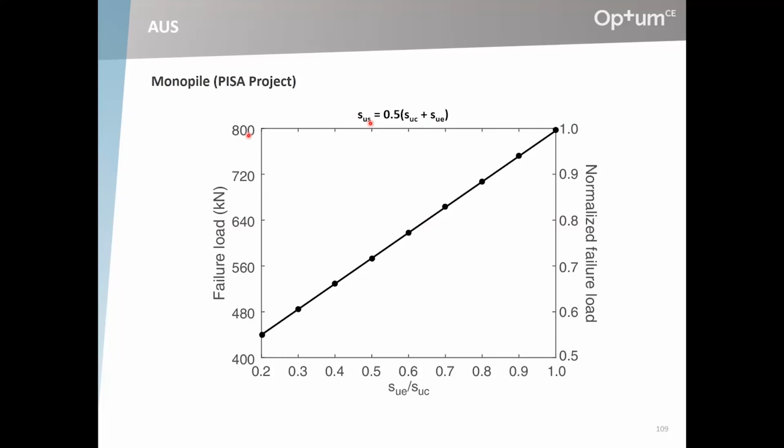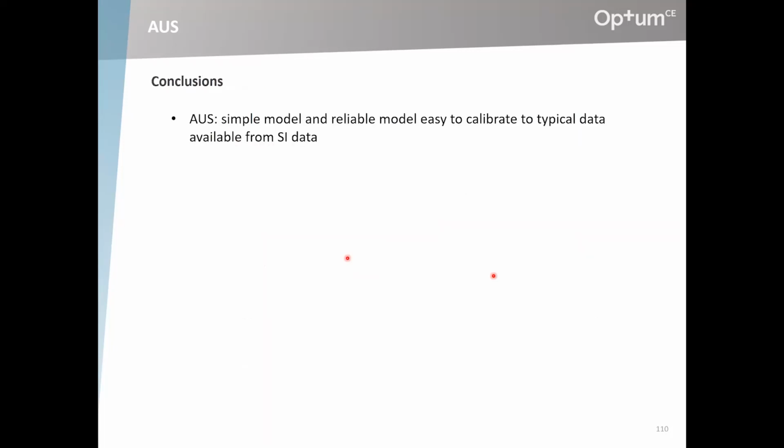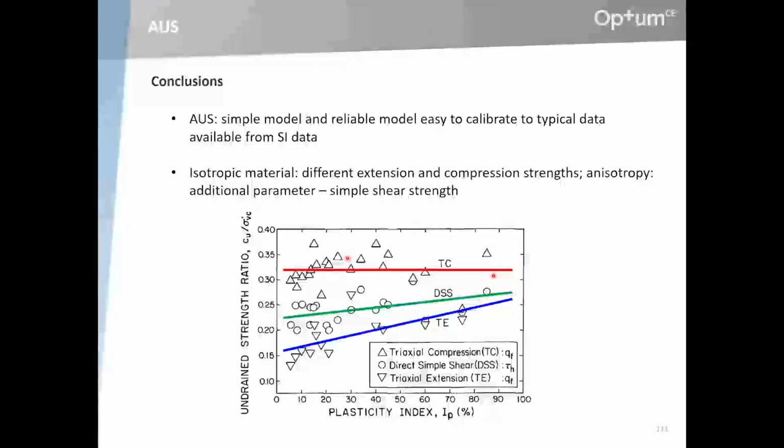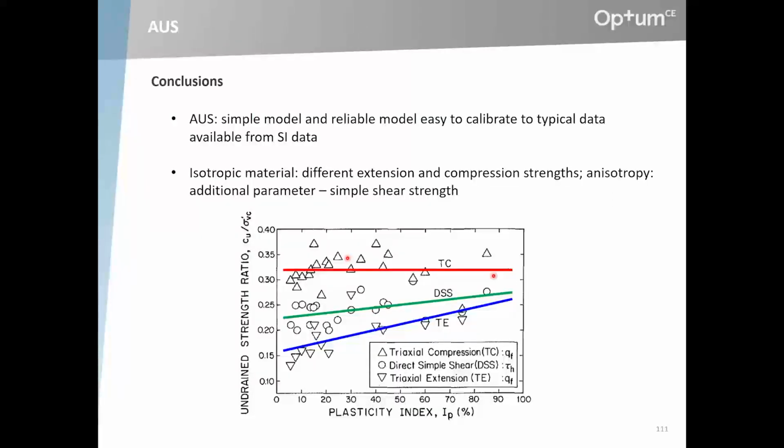And if we then move down to, say, 0.7 or so, we are at 80% of what we otherwise would have. And if we move even further down to these very low extension to compression clays, well, there's a not insignificant drop in failure load. So this, I think, is worthwhile taking into consideration, and it can be done with this AUS model. If you have data from all three types of test, extension, compression, and DSS, well, then it's just simply inputting the data.